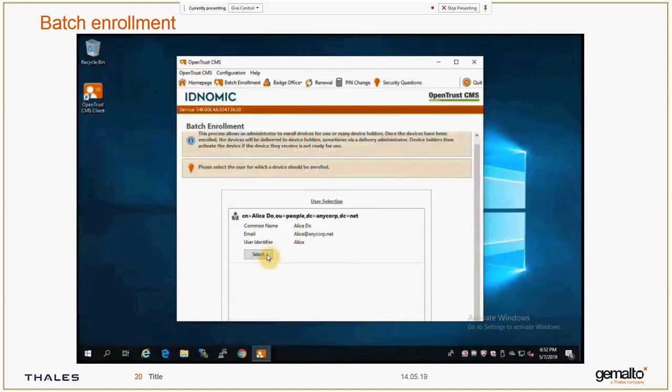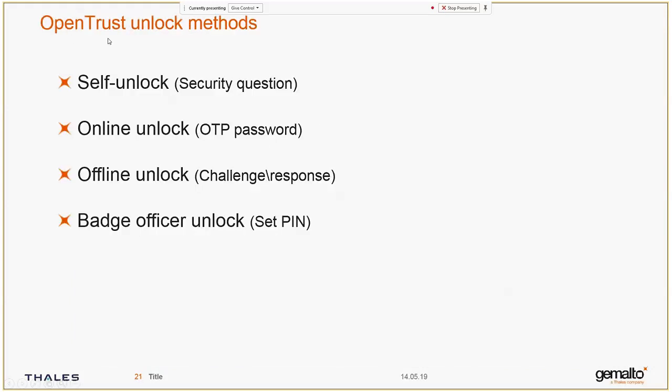Got it. Okay, Adam. Okay. So now we're going on to unlock. The OpenTrust solution gives 4 methods. There are actually 5, but let's say 4 methods of unlock, because 2 are very similar. The OTP is very similar to the other one. So we'll talk about 4 methods of unlock in the OpenTrust solution.